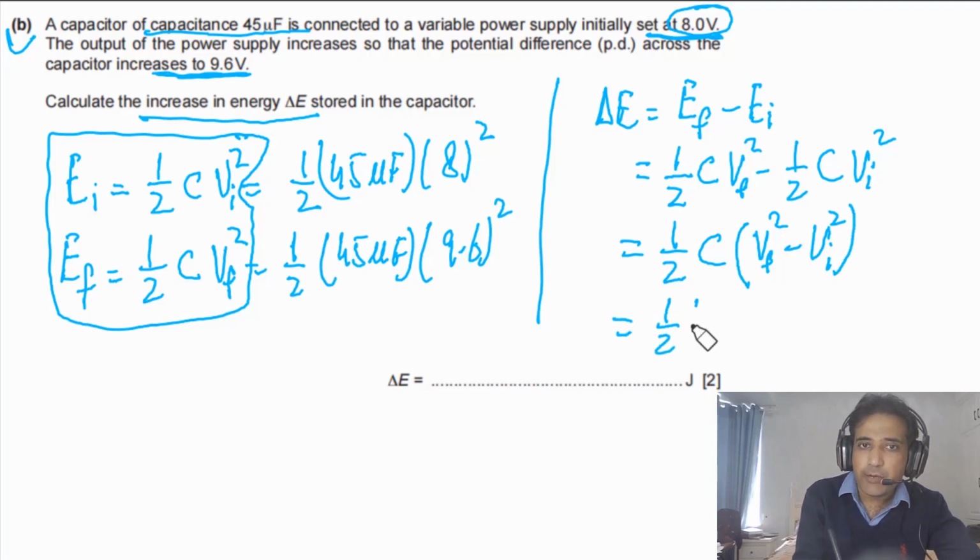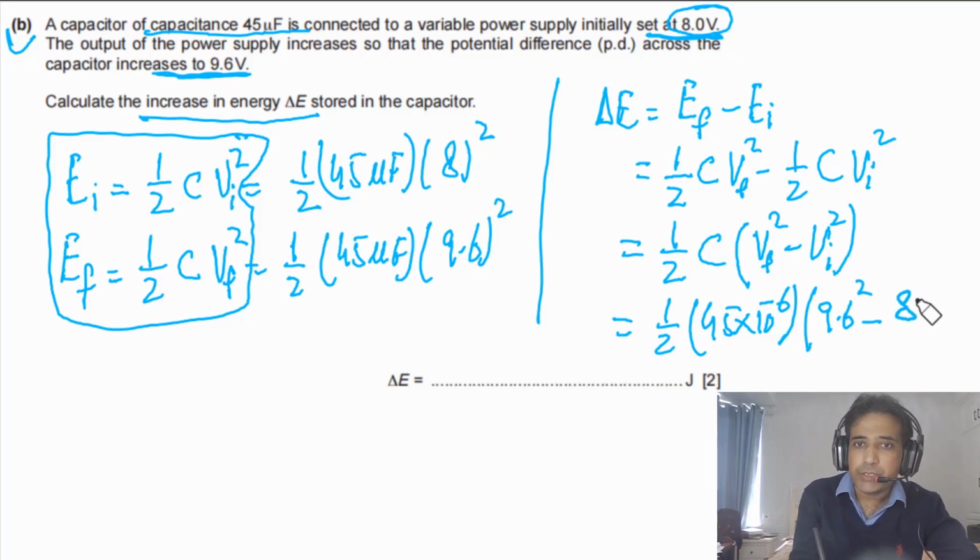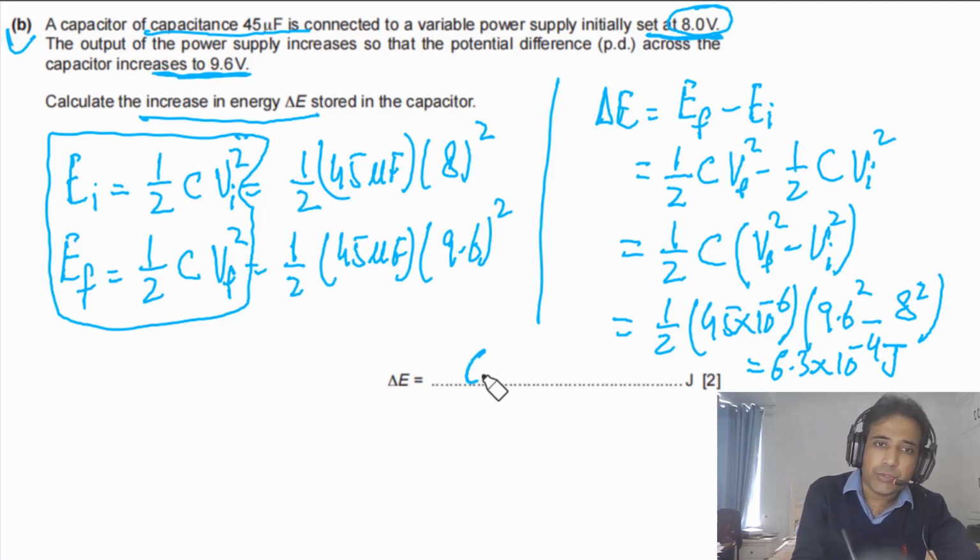So we have 1/2 C is 45 microfarad, the value of V final is 9.6 square, and V initial is 8 square. Now if we simplify this, we will get our final answer, that will be 6.3 times 10 to minus 4 joules. So this is the final answer up to 2SF.